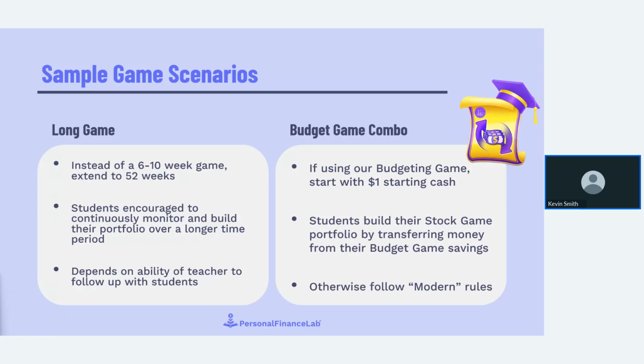The next recommended game scenario is what we call the long game. A lot of teachers like to do a 6 to 8, 10-week game, sometimes a little bit longer if their class allows it. But for students to really get the most they can out of a stock game, make it as long as you possibly can. So maybe you're only grading them for what they do for the first 10 weeks, but let the game go for a full year. That way students can continually monitor their portfolio over a longer period of time.